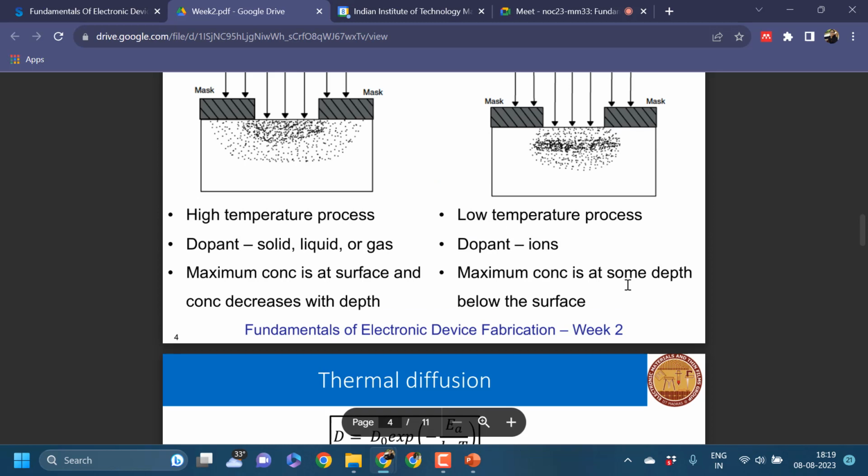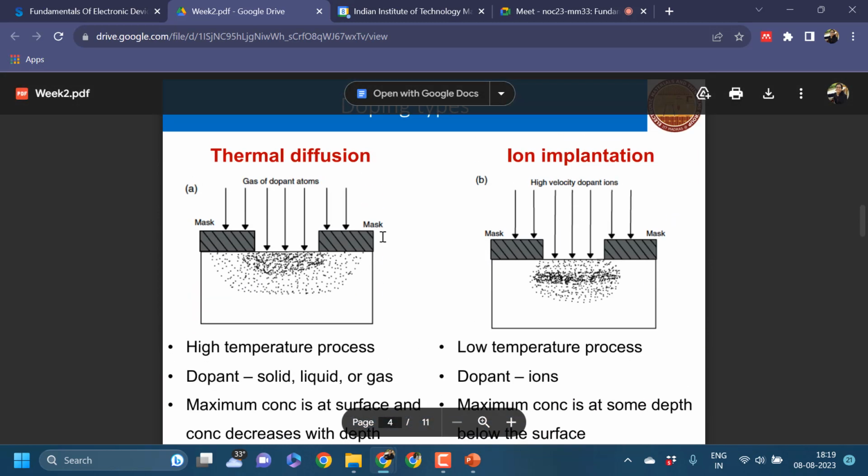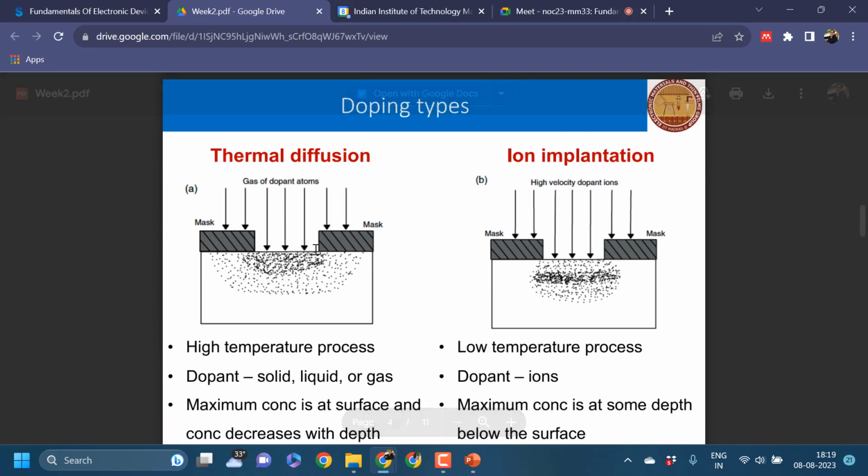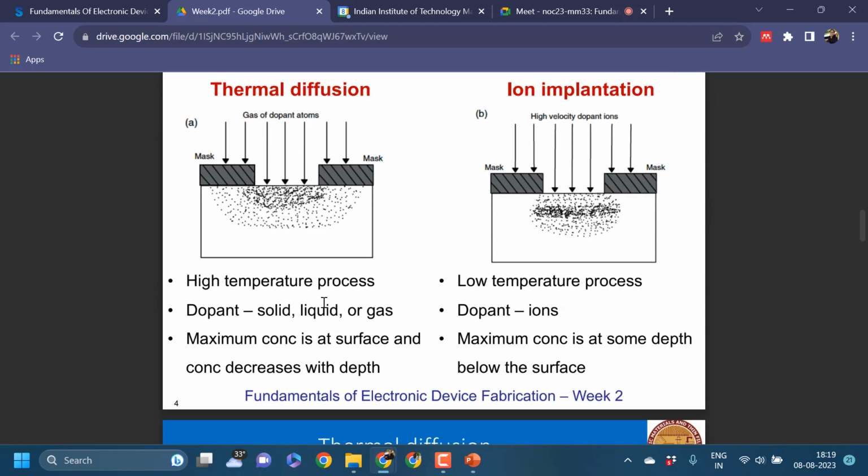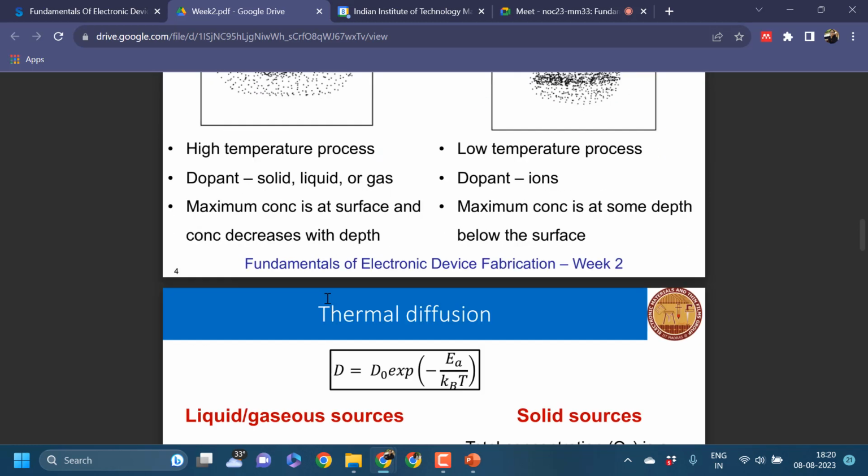Now, when talking about thermal diffusion, it's actually a two-step process. First, we have to introduce the dopant atoms, which is known as deposition, and then by giving temperature, we have to drive in these atoms. That is, the dopants have to be driven into the depth of the substrate by giving them temperature. That is another thing related to thermal diffusion.